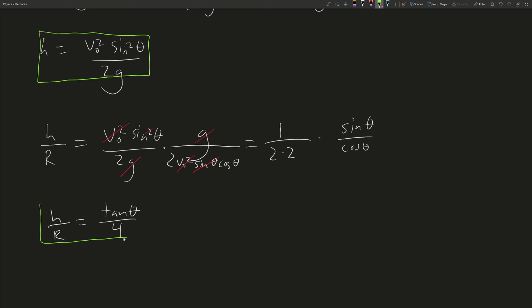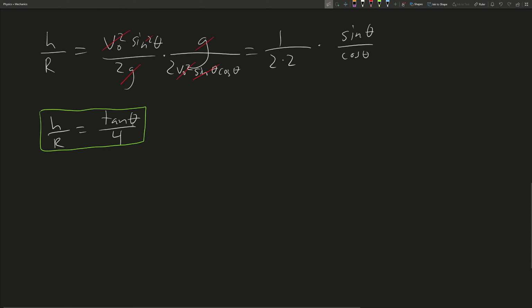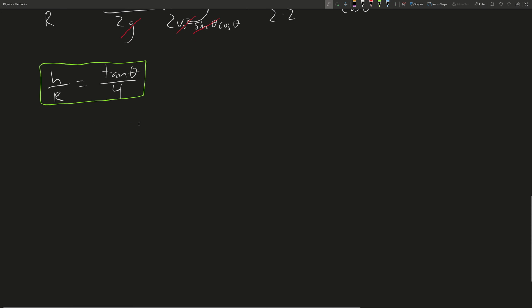Now, the thing to notice about this is that the shape of a trajectory, the shape of the flight path of a projectile, is only dependent on its angle and is not dependent on its initial velocity. So if a projectile has the same angle as another, then it'll follow the same shape of flight, but it might not necessarily follow the same size. So the initial velocity scales up its path, but it doesn't affect the shape itself, only the angle does.